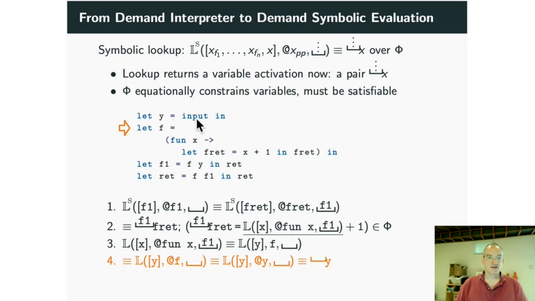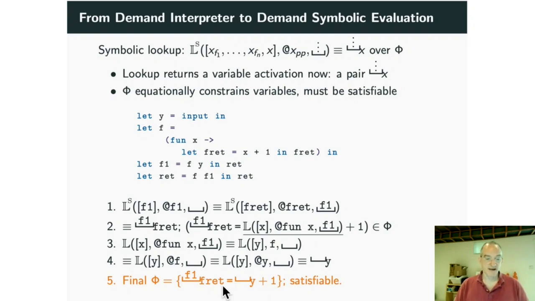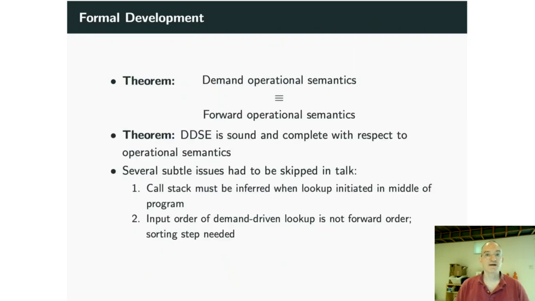So this is, by the way, use of the input syntax. And inputs are unconstrained because they could be arbitrary. And so in the symbolic execution, we just return the variable with no added constraints. So that means that the final constraint set is that this fret equals this lookup here, which returned just the value y in the empty stack, plus 1. That's the only constraint on this very simple example. And it's clear there are many satisfiable solutions to it. So that's an example of a symbolic execution.